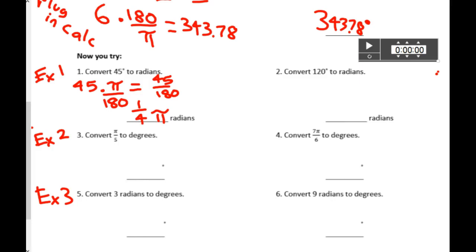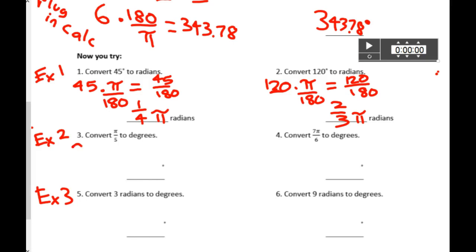Okay. Next one, 120 degrees to radians. So 120 times pi over 180. Again, we're doing 120 over 180 and bringing the pi down to the answer. So 120 over 180 is 2/3. Okay. So if I gave you a bunch of degrees, you could turn them into radians, right?